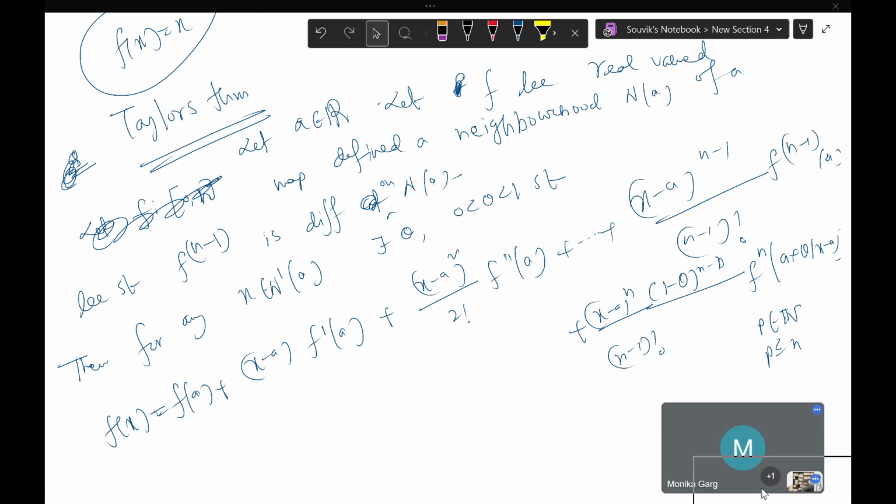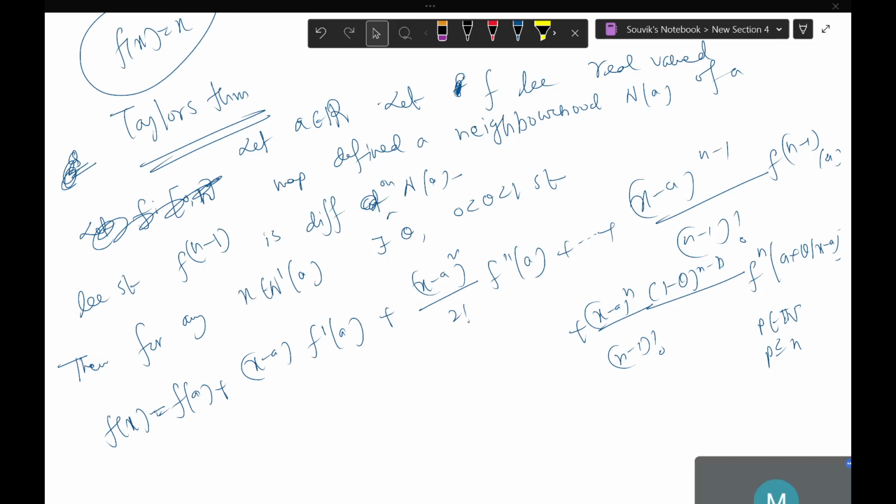And a slightly modified version is the following. All right, this is the fun one. Okay, so these are Taylor's theorem. So using this, prove the following.